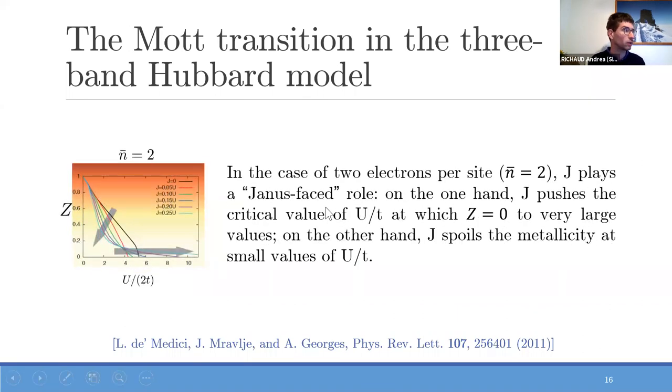In between, when the filling is 2, that will be our case, J will play a Janus-faced role. That means that on one hand, J will push the critical value of U to the right, to high values. On the other hand, J will spoil the metallicity at small values of U over T. So this is called the Janus effect.